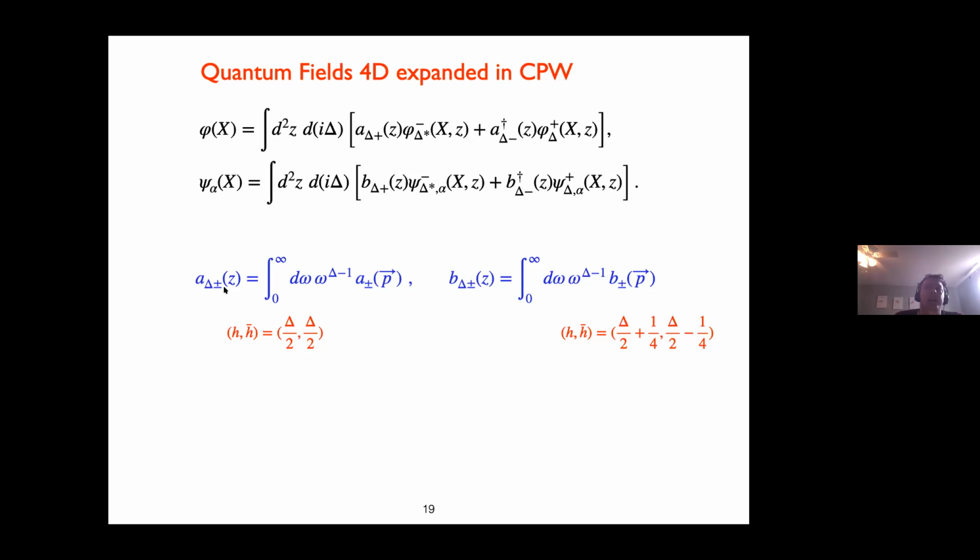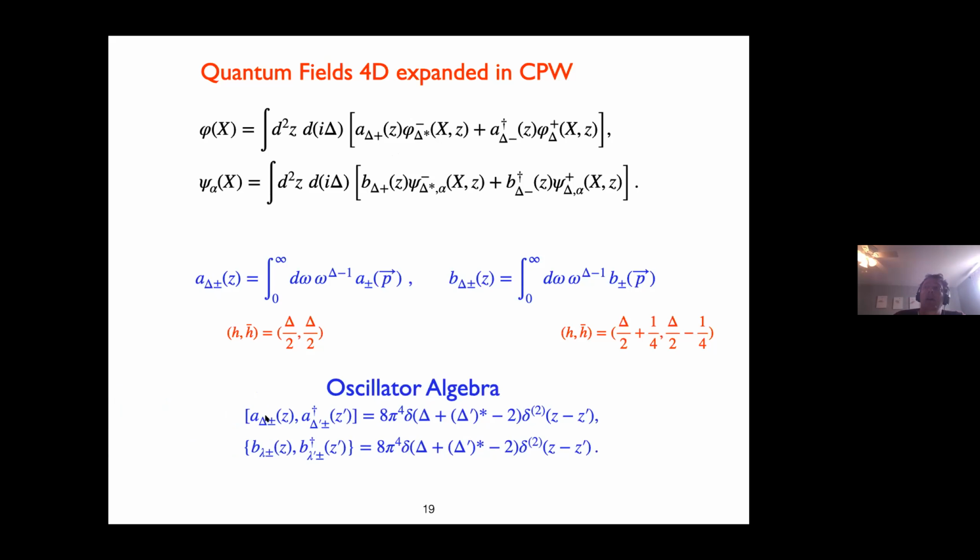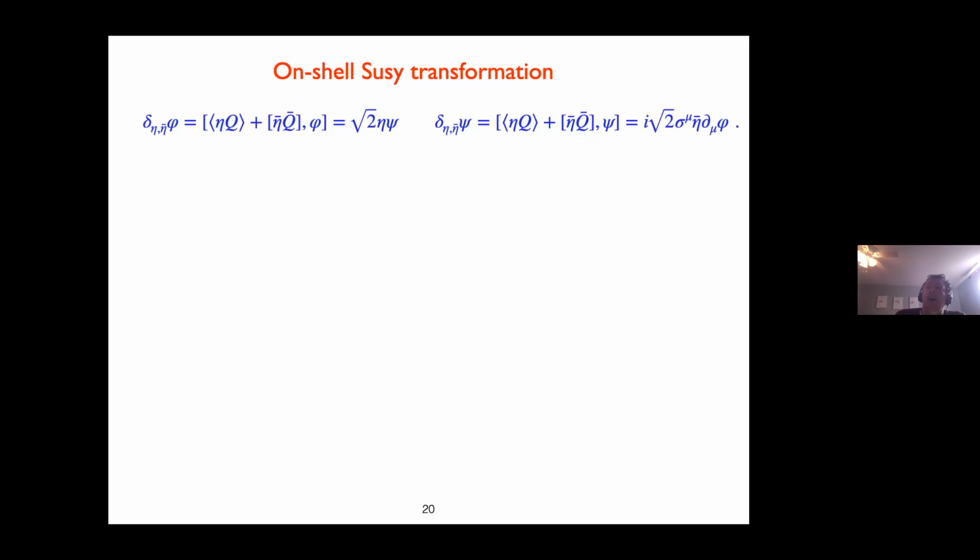And you can easily check that these oscillators that are right here are nothing else but Mellin transforms of the standard oscillators in momentum basis. And you can easily deduce also their algebra, a commutation algebra for the bosonic and this for the fermionic. It's a standard algebra. Having done this, we can now see how supersymmetry can work. We know that on-shell supersymmetry transformations take a scalar into a fermion. This is the supersymmetry parameter eta here, and these are the supercharges, Q and Q bar.